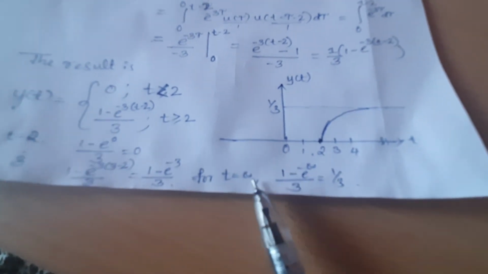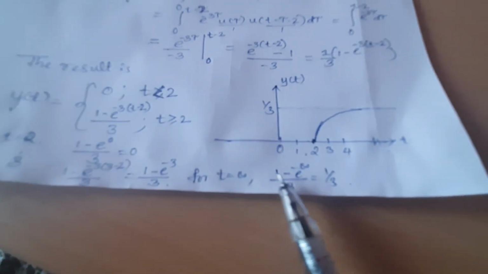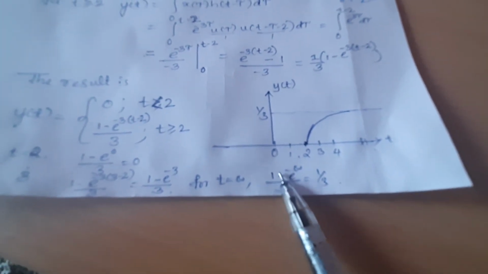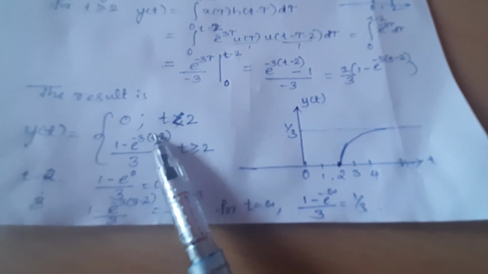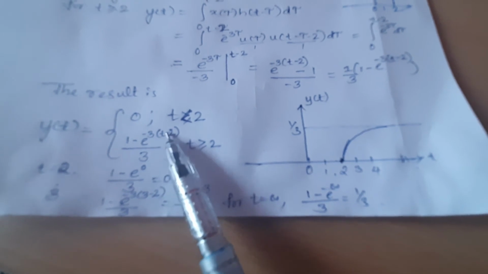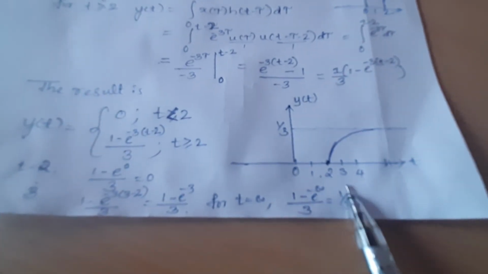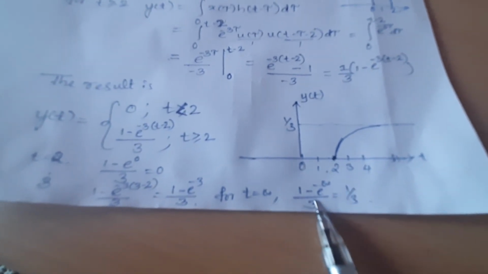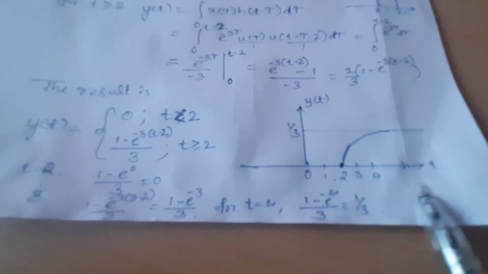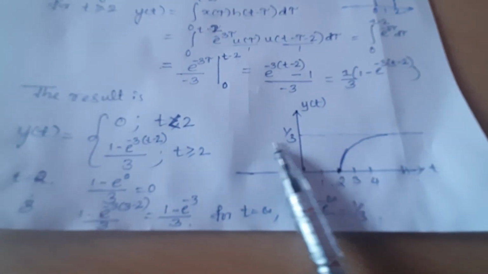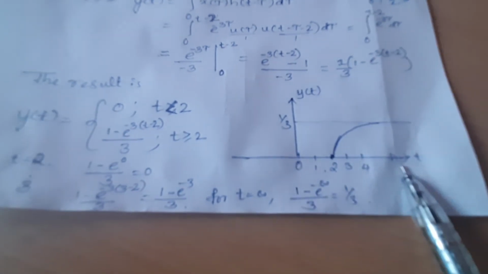Finally, when we take t as infinity, this output equation will turn into 1 minus e raised to minus infinity. So 1 minus e raised to minus infinity is going to be 1. So 1 divided by 3 would be the value taken by our output at t equal to infinity.